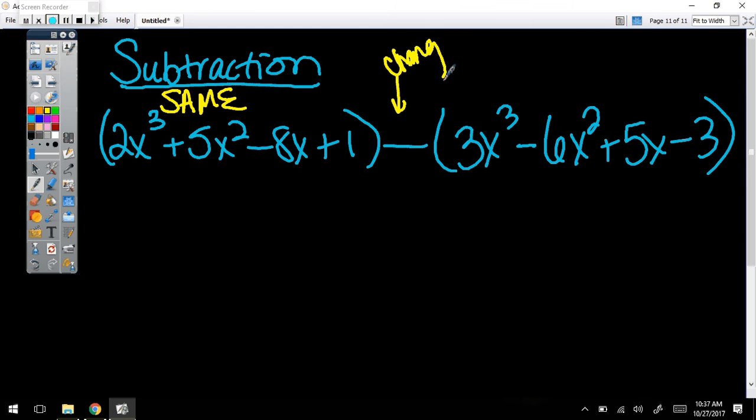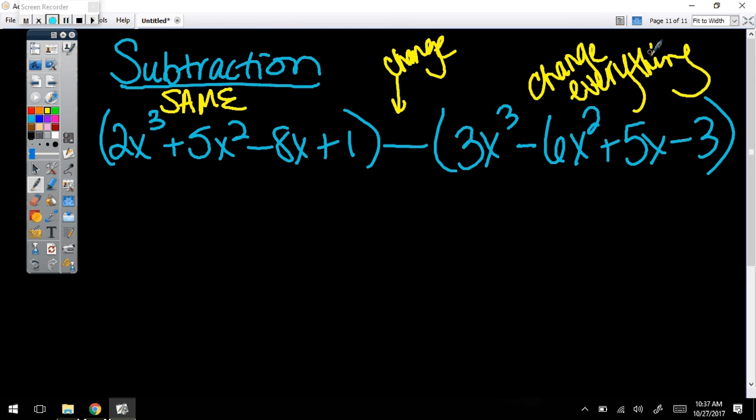Here's where it's different though. I'm going to change this sign, but understand whenever I change this sign, I'm subtracting everything in these parentheses. You change every sign behind it. So those two keep and that change, make this positive. So I like to say that these are same change everything kind of deal, okay? So here I change the middle sign and then I change the rest.